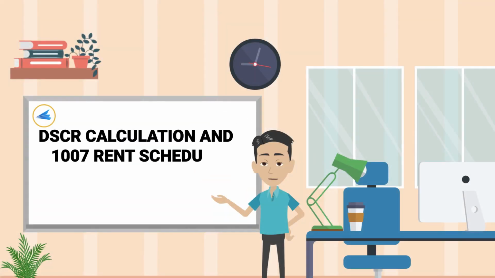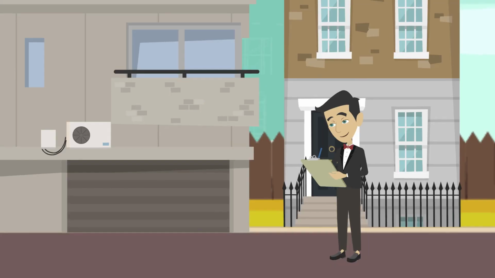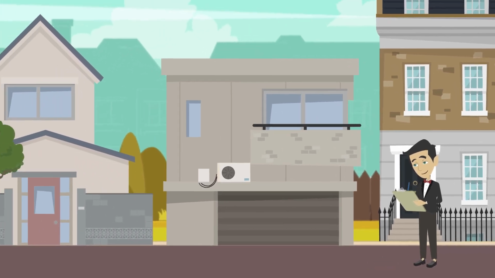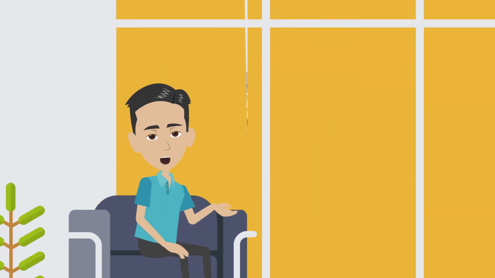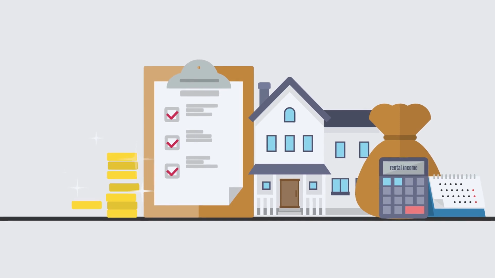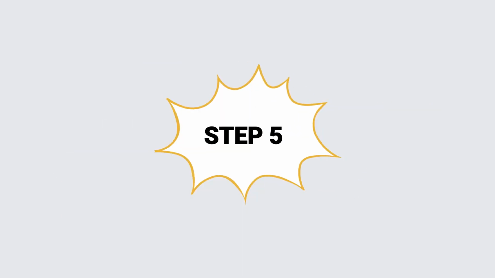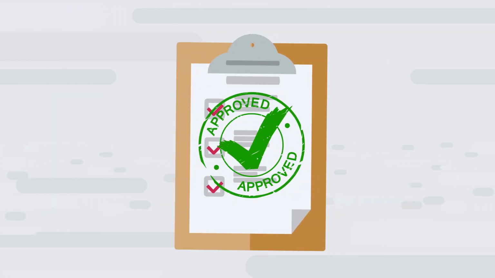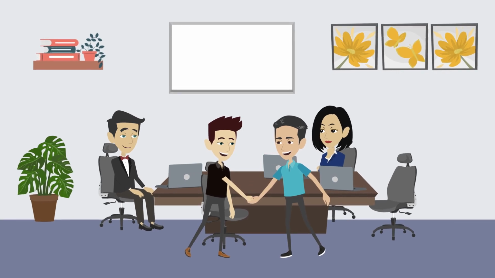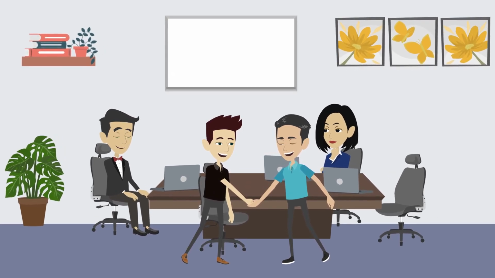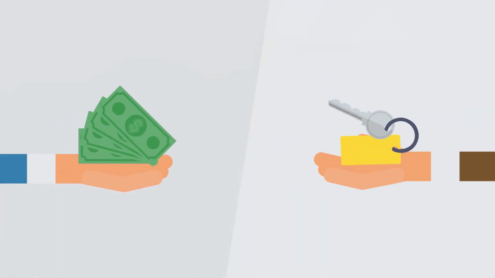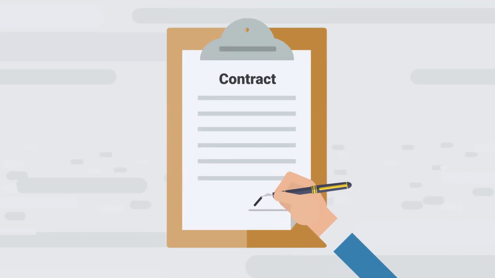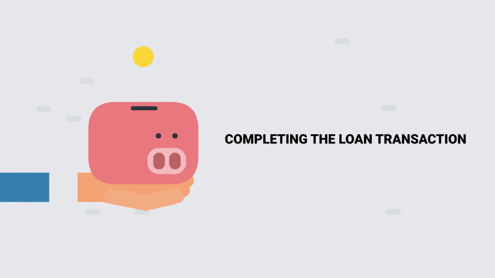Step 4. DSCR calculation and 1007 rent schedule. The lender will calculate the DSCR ratio based on the provided income and expenses. They may also require a 1007 rent schedule, which provides details about the property's rental income. Step 5. Closing. If your application is approved and the lender is satisfied with the DSCR ratio and other requirements, you will proceed to the closing process. This involves finalizing the loan terms, signing the necessary documents, and completing the loan transaction.